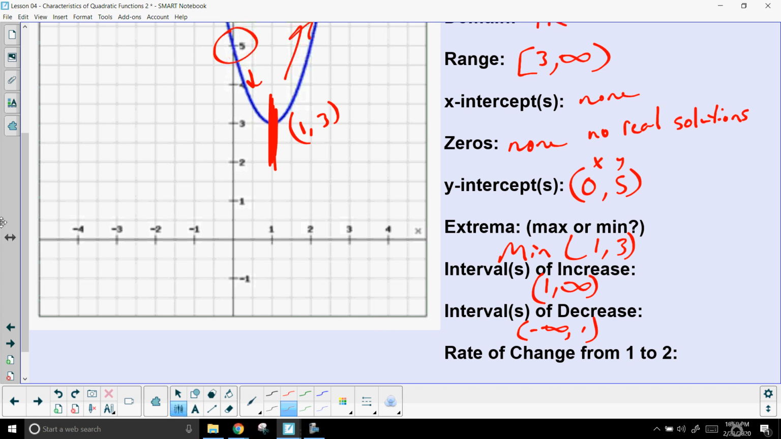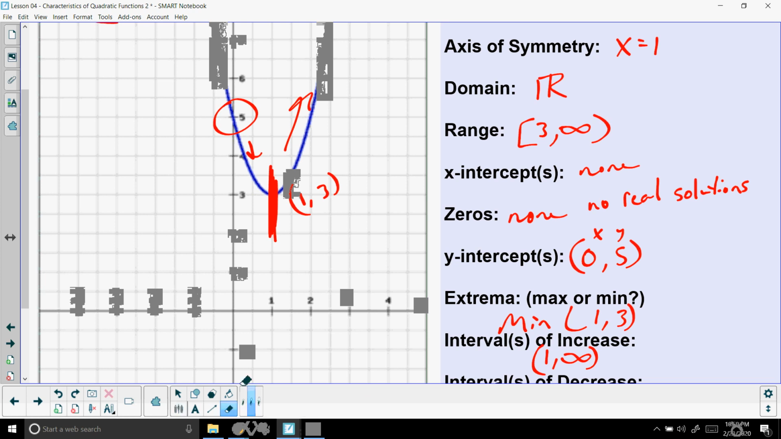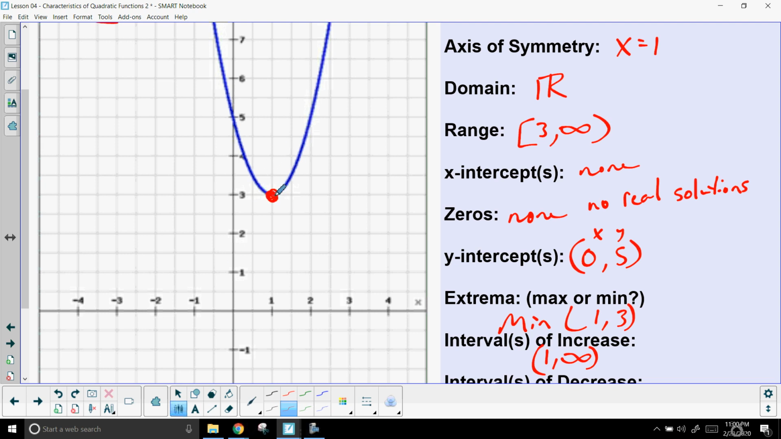Let me erase this so we can see here. So we got 1, see, 1 to 2. So 1, 2, we went up 2 to the right 1. So 2 over 1 is 2. Rate of change here is going to be 2. Easy peasy.